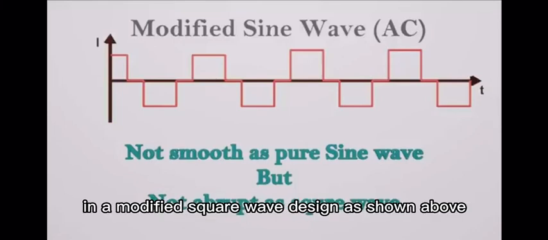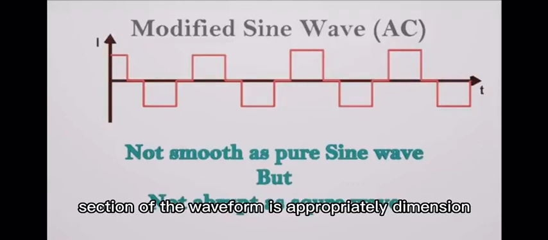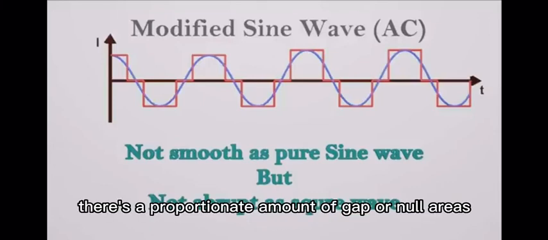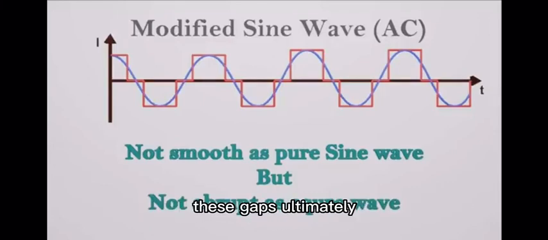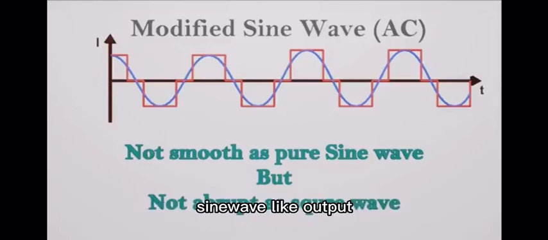In a modified square wave design as shown above, the square waveform shape basically remains the same, but the size of each section of the waveform is appropriately dimensioned so that its average value matches closely to an AC waveform's average value. As you can see, there's a proportionate amount of gap or null areas between each square block. These gaps ultimately help to shape these square waves into sine wave-like output.